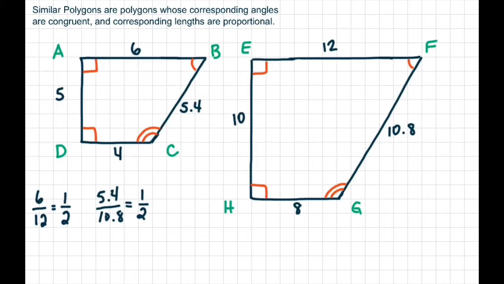Then I look at my next two corresponding sides. I look at CD, and that's 4, and its corresponding side is GH, and that's 8. That also reduces down to 1/2. And then I look at the last one, DA, and that corresponds to HE. So 5/10, and you guessed it, that comes down to 1/2. Okay, since all of the corresponding angles are equal or congruent, and all the corresponding sides are of the same proportion, 1/2, then these two trapezoids are considered similar polygons.